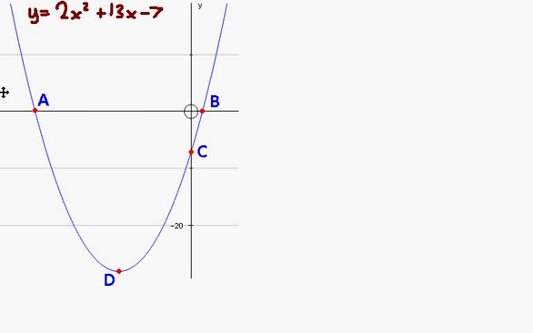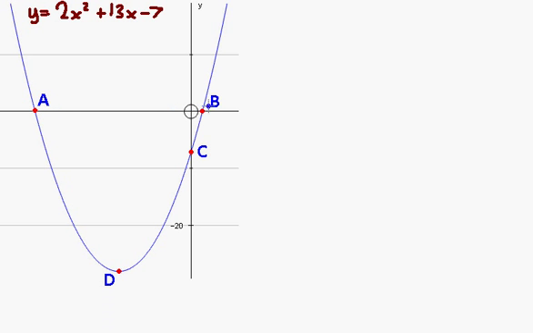Okay, in this video I'm going to run through how we find the important points on a parabola for a quadratic equation. Now I'm going to look at this specific quadratic equation, y is equal to 2x squared plus 13x minus 7. The most important points that you could be asked to find are A, B, C and D.